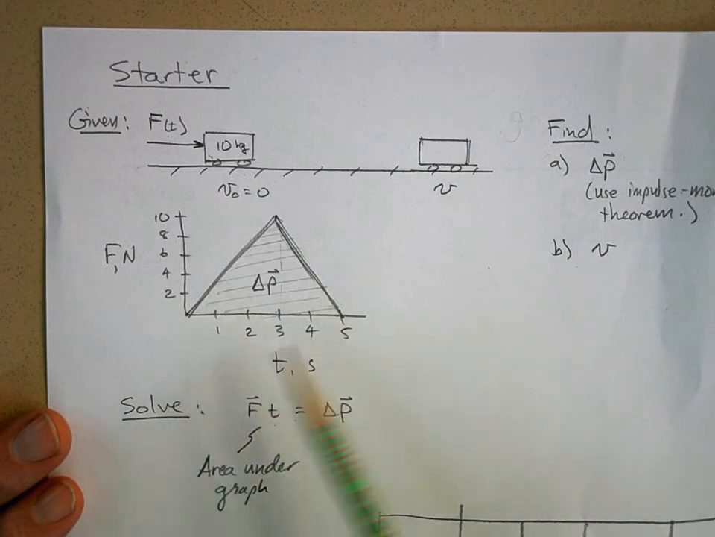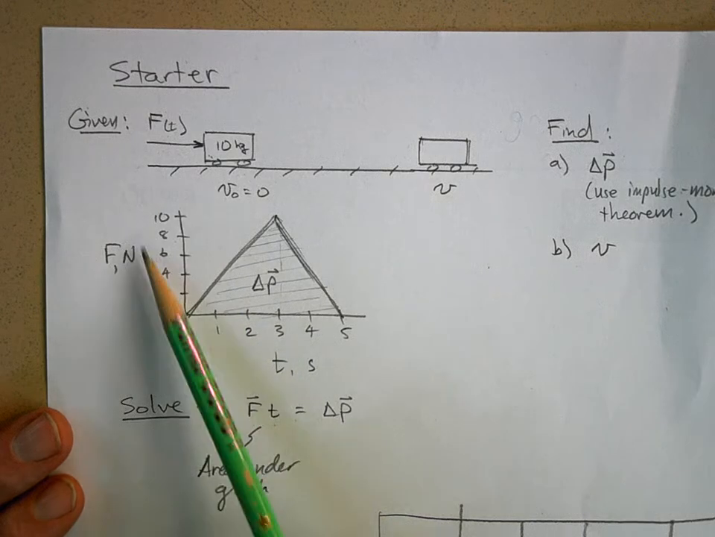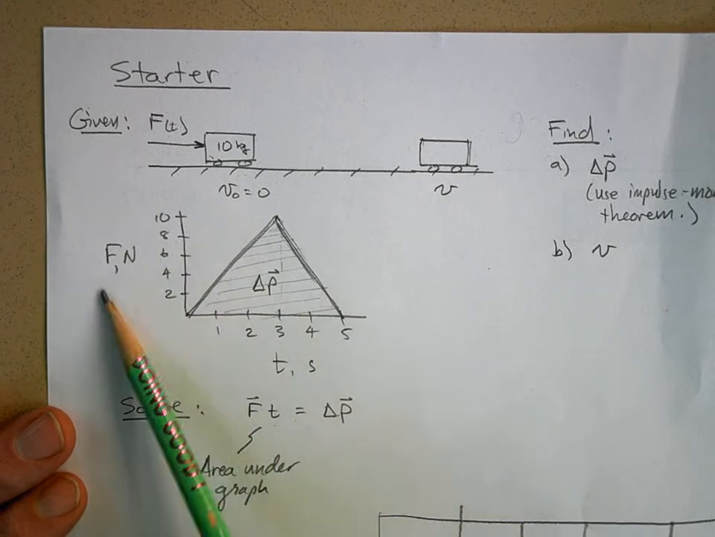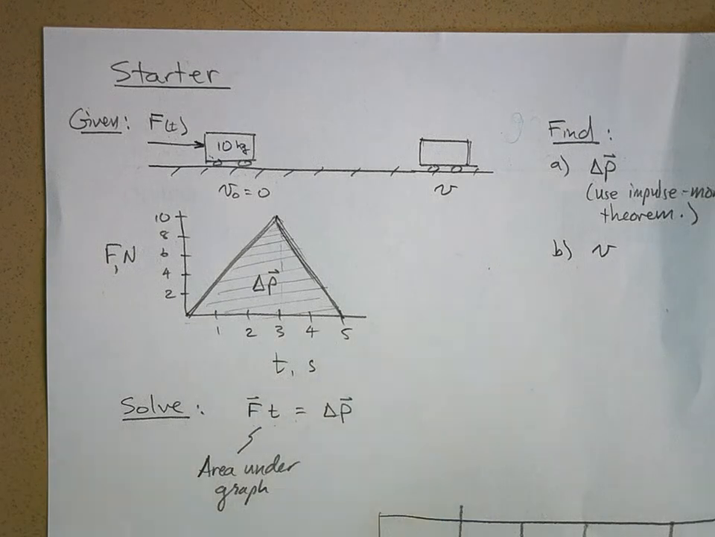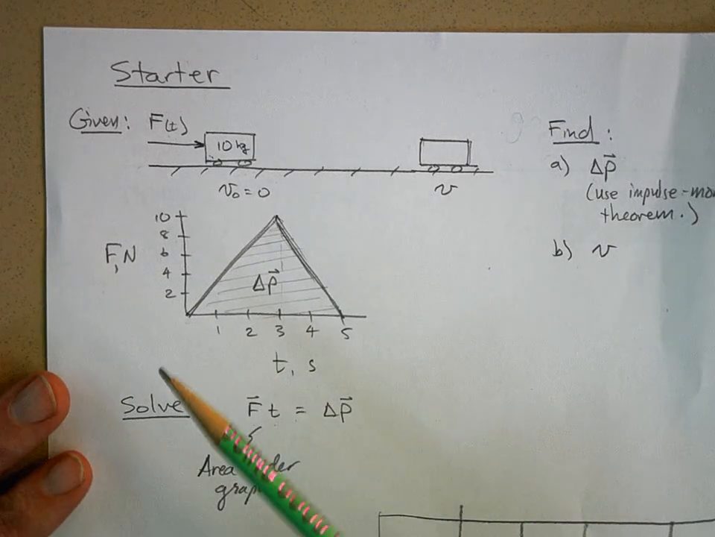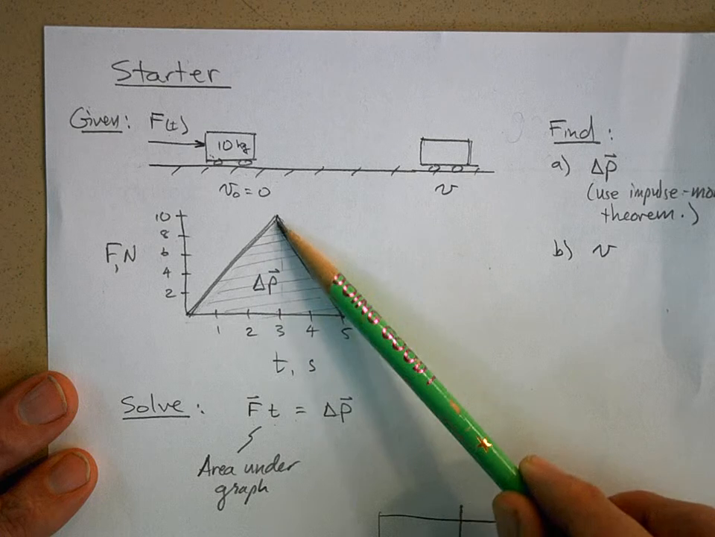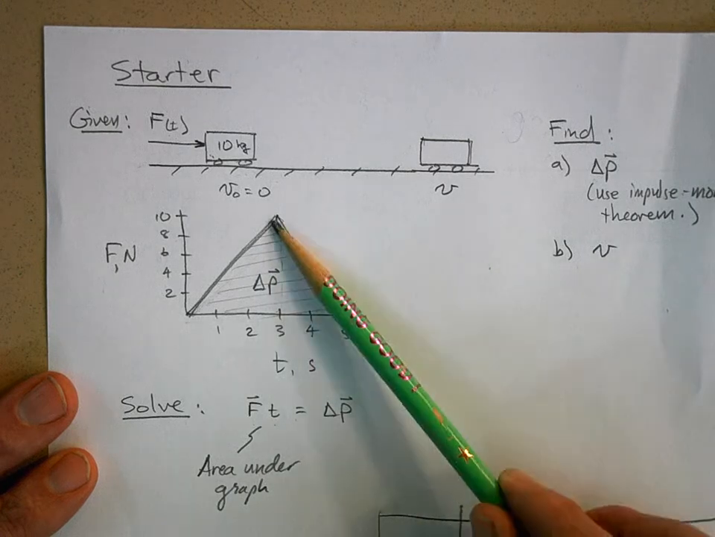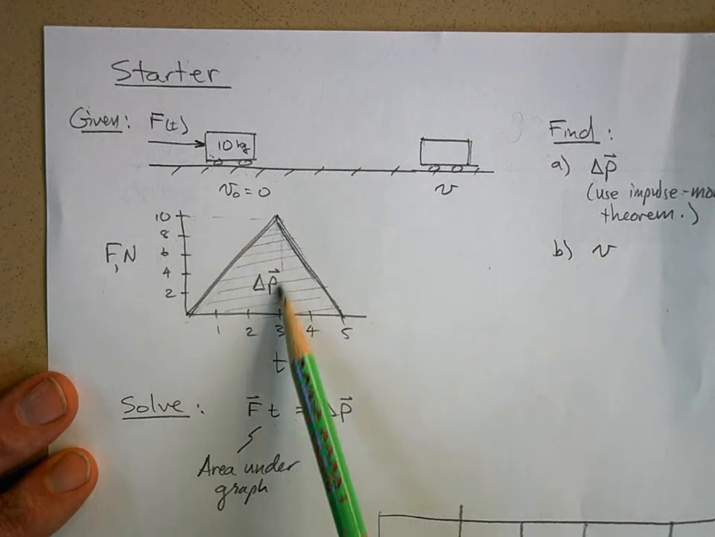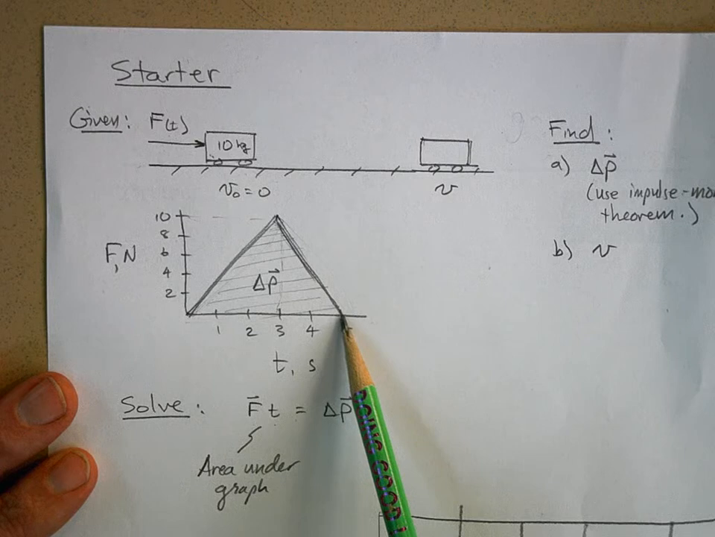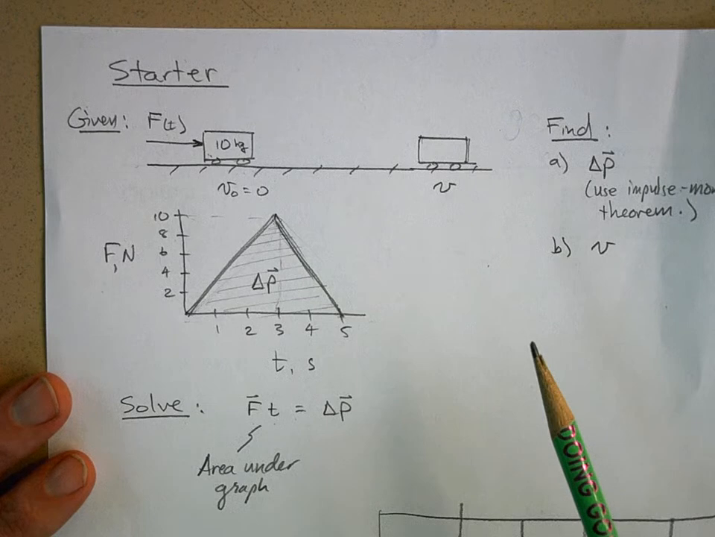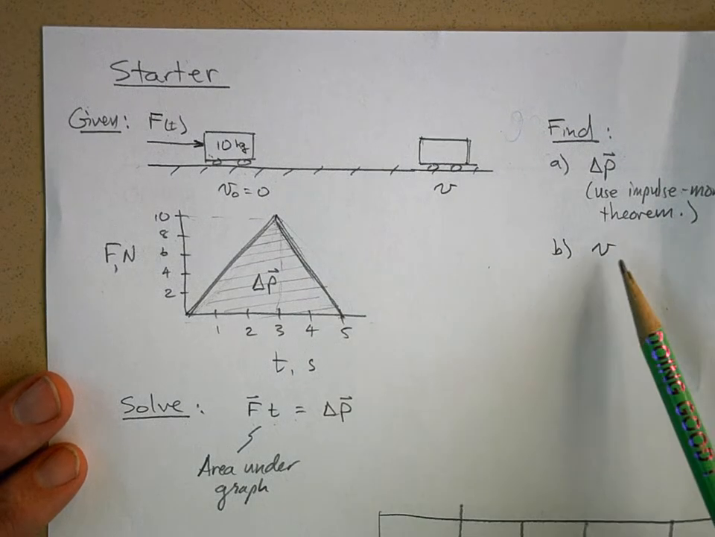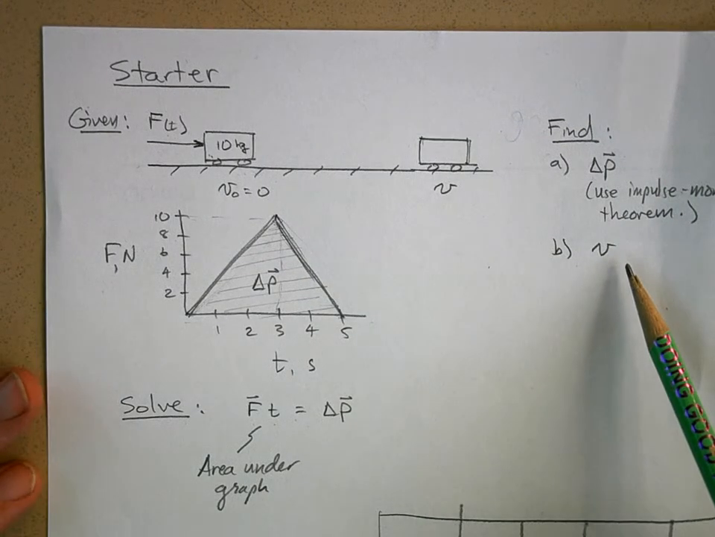Now here is the force function. Here's force as a function of time. If we know what the force as a function of time is, we've got a shot at solving some things. It goes up to 10 at 3 seconds, and then it goes back down to 0 after 5 seconds. I want to know what is the change in momentum of this system, and what is the final velocity. And I gave you a hint.